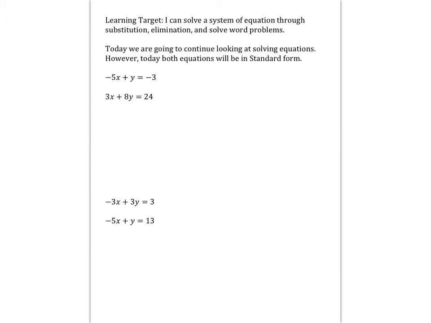Hello, and today's learning target is I can solve a system of equations through substitution, elimination, and solving word problems within systems. So we are going to look at continuing to solve equations, but today both equations will be in standard form. We will still look at using the substitution method, but then we'll also review the elimination method as well to solve. And really, it's just a preference on which method you would rather use.